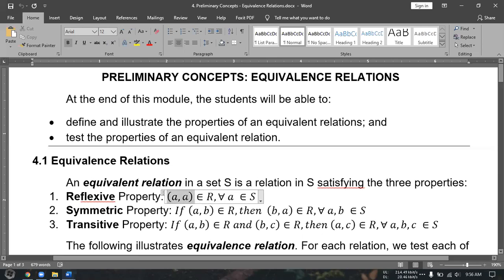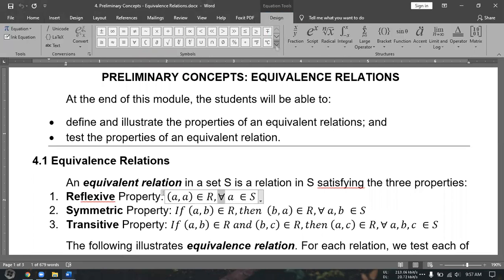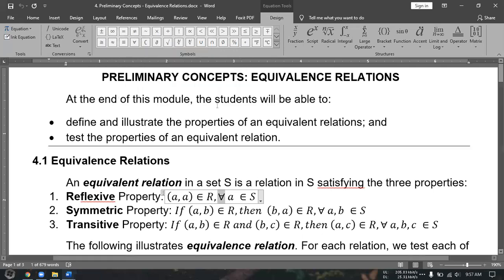So we have a relation A and A, which are elements of R. There exists... what is the symbol again? There exists. Tingnan ko lang kung anong symbol to, no? Verify lang natin kung there exists siya. Where is it? Where's that symbol? Ayun. There is, for all. That is for all. Ito pala yung, where is it? There exists. Wala na siya. Oh, regardless. Basta, this is for all.